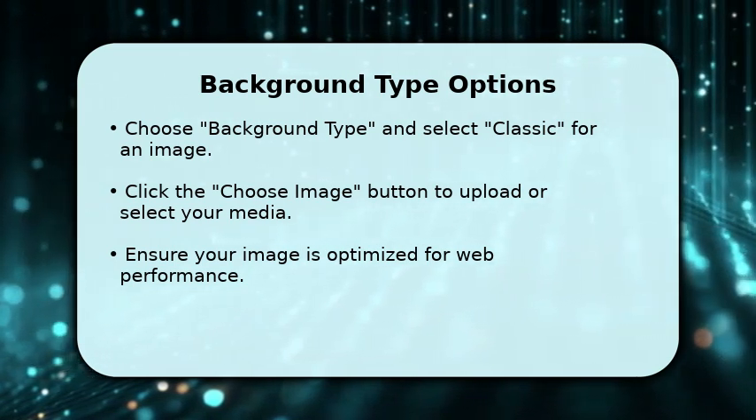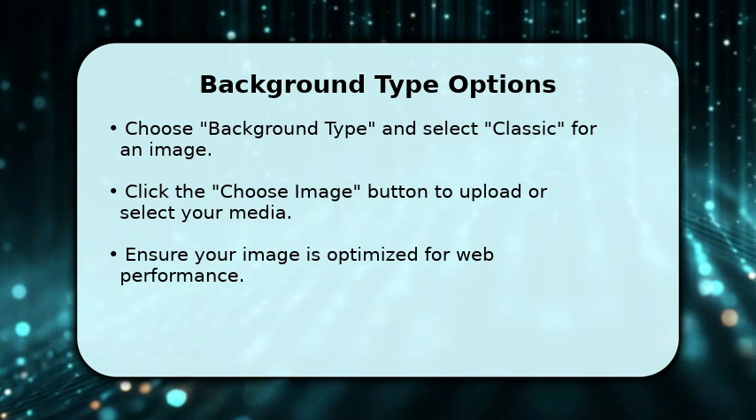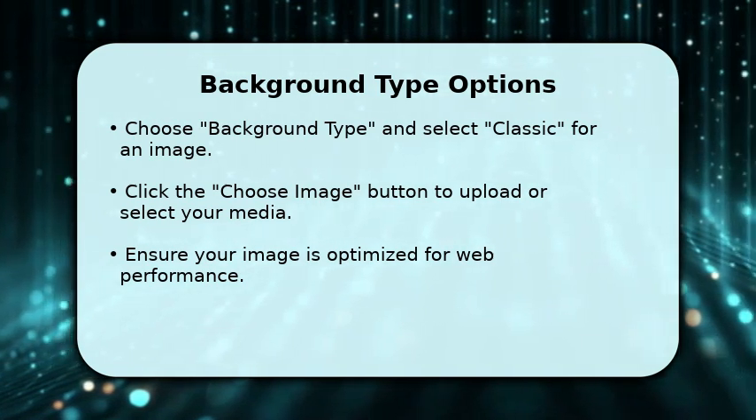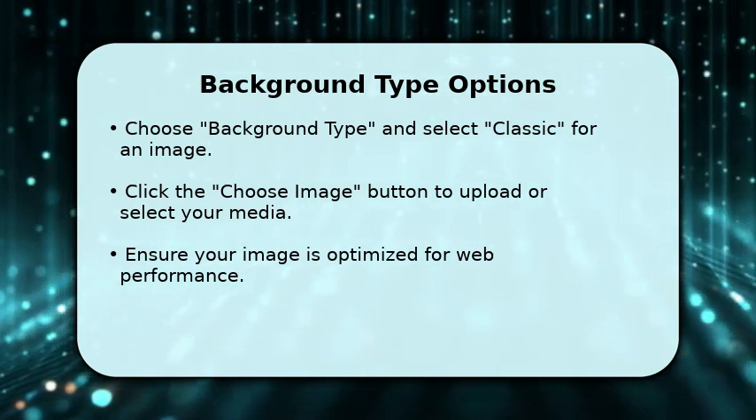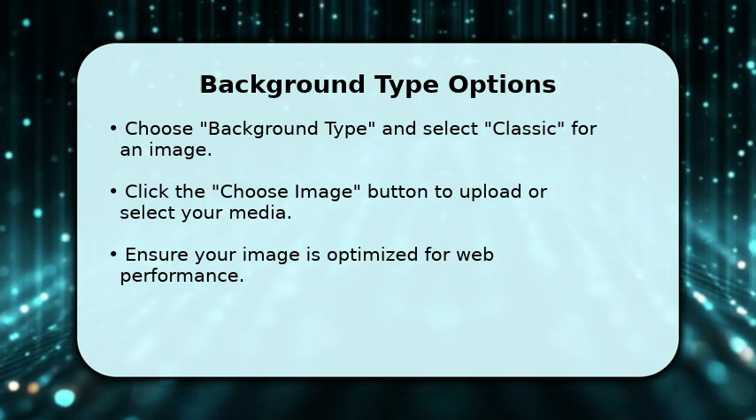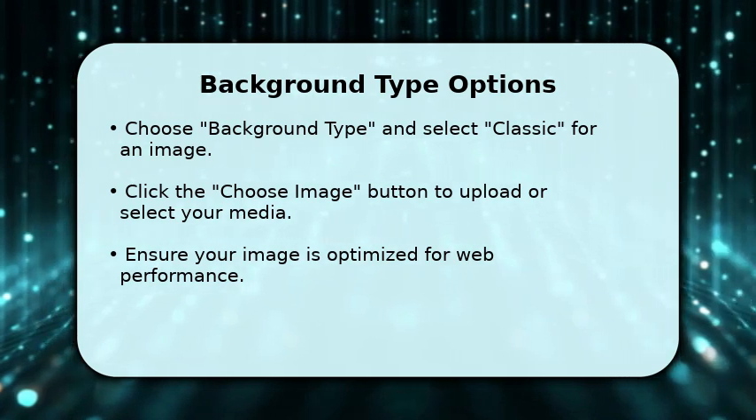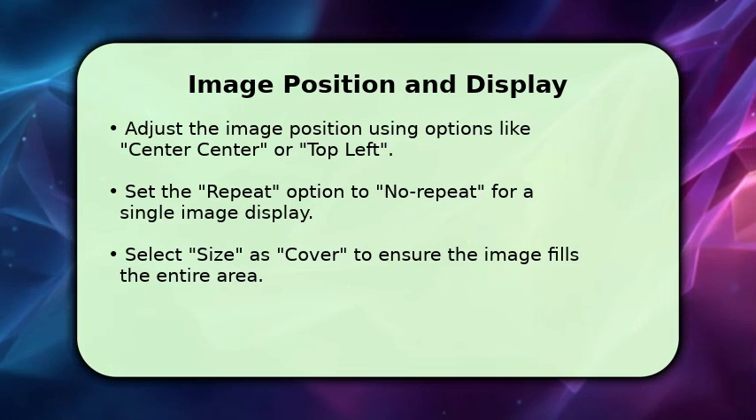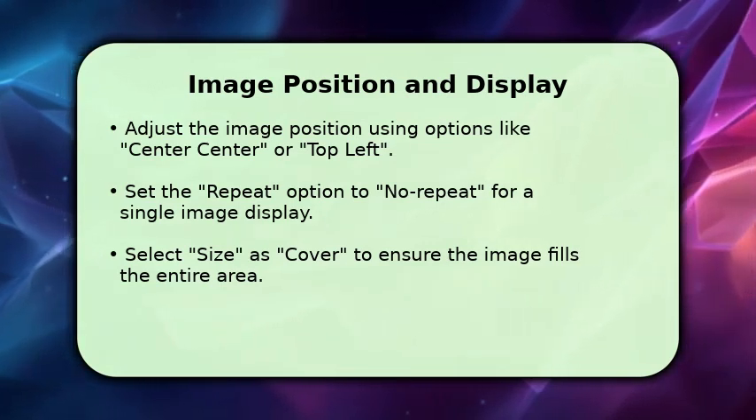Next, click the Choose Image button to either upload a new image from your computer or select an existing one from your WordPress media library. Remember to use images optimized for fast loading times. Once your image is selected, you can customize its display.